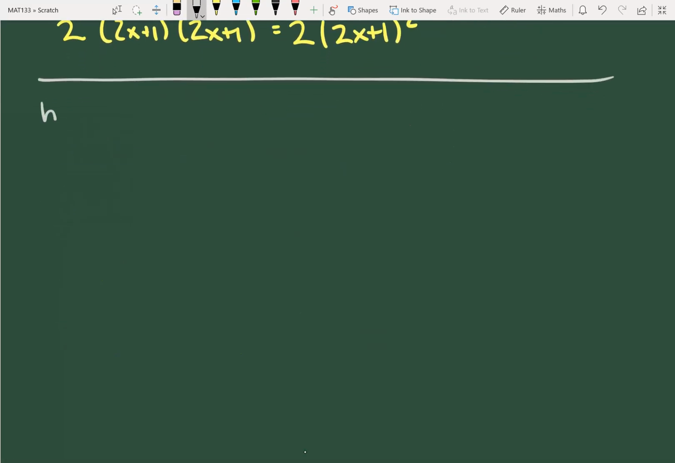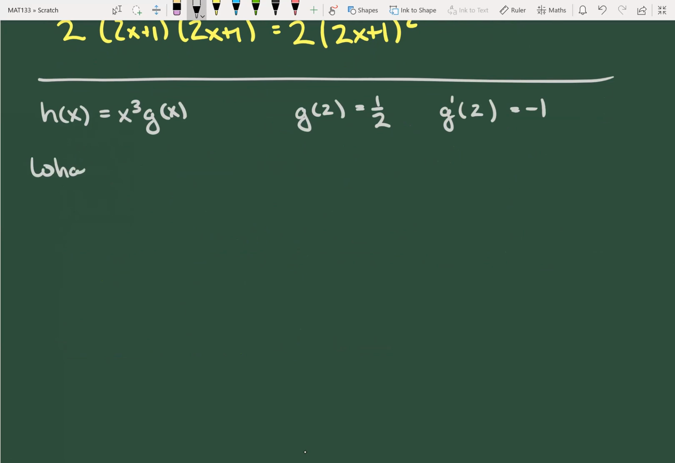All right, so we've got h of x is x cubed times g of x. And we've got two pieces of information. We know that g of 2 is 1/2 and g prime of 2 is -1. And the question is, what is h prime of 2?